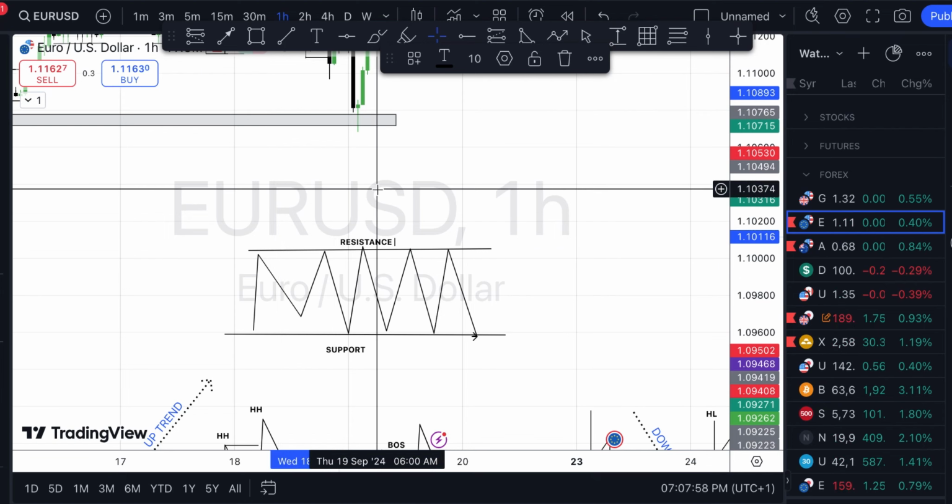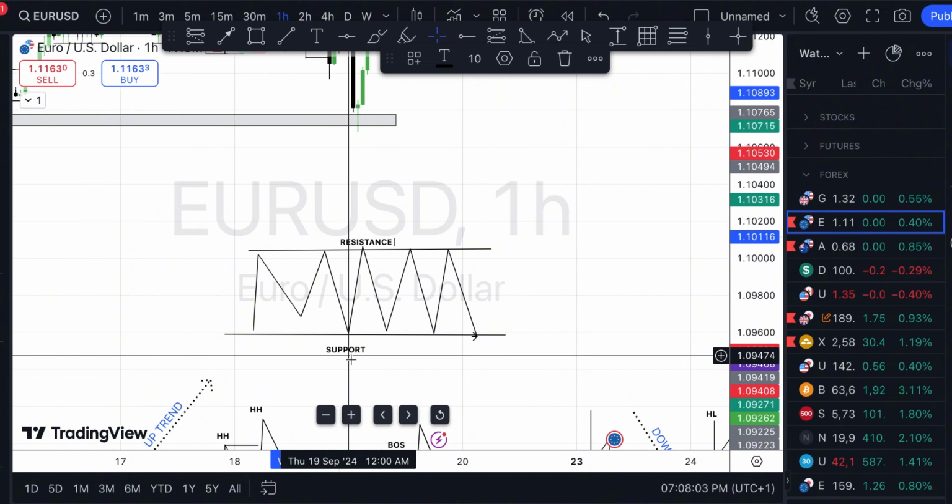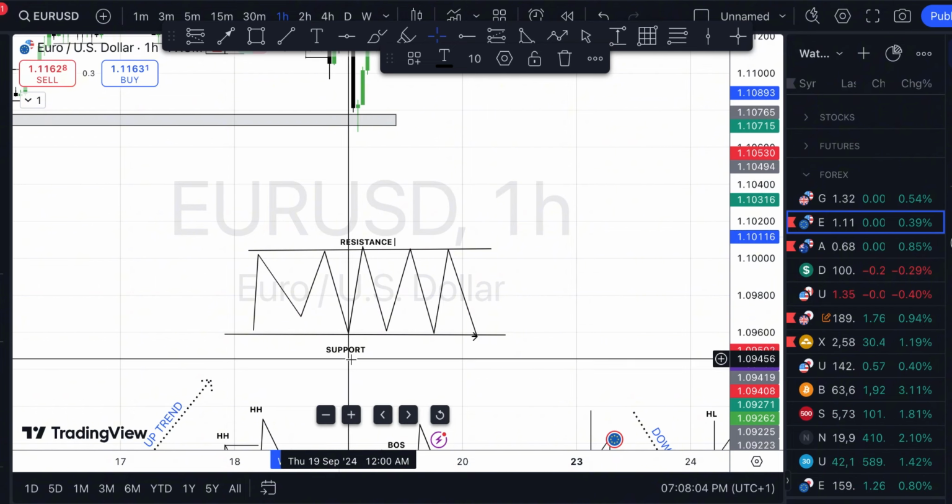So let me explain this. I want to explain the meaning of support. Support is a price level where the market tends to stop falling because demand starts to overpower supply. While the resistance is a price level where the market tends to stop rising because supply overtakes demand.